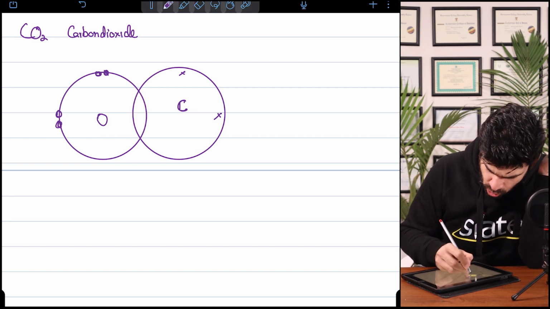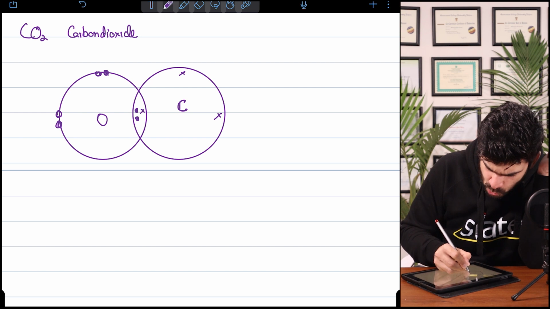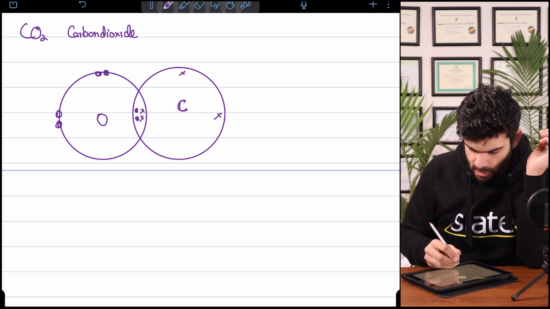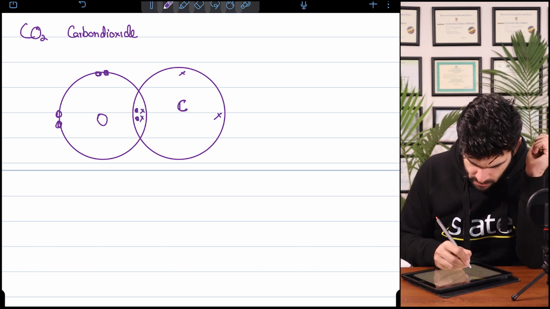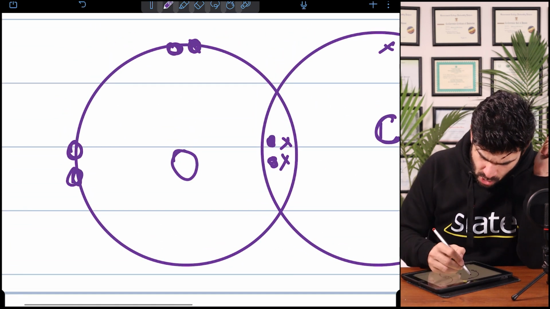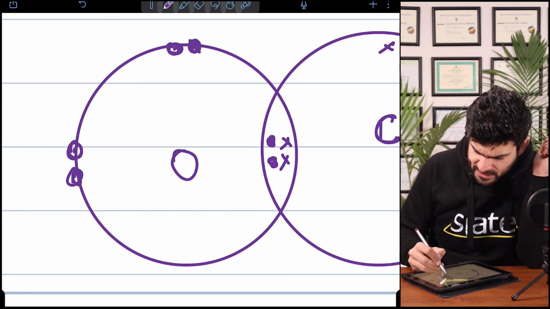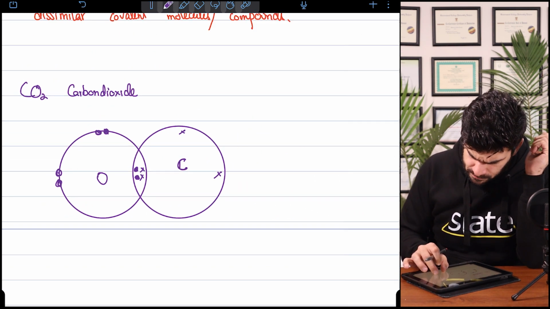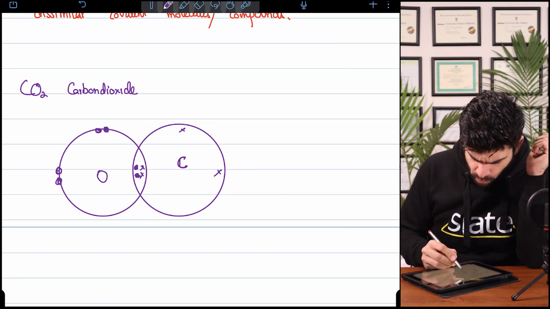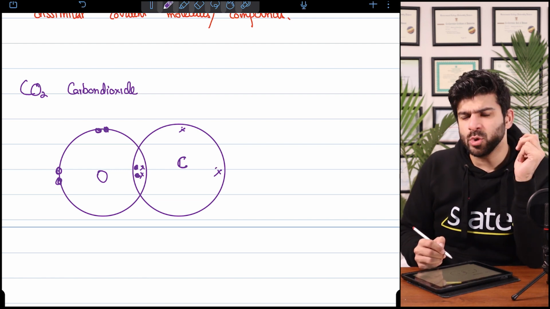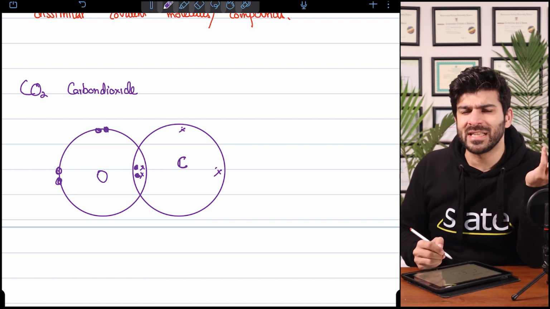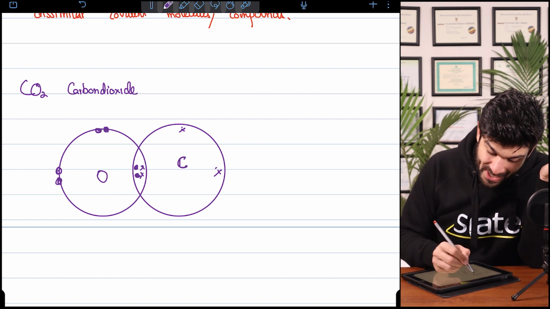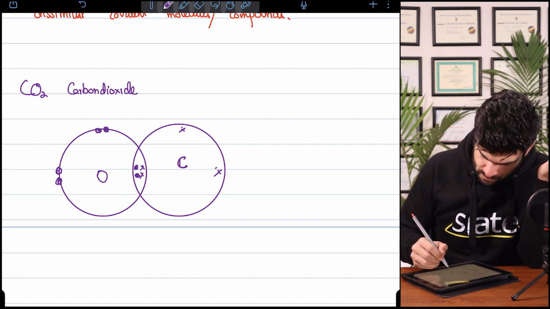Carbon will share its 2 electrons and oxygen will share its 2 electrons. So this is the carbon-oxygen double bond. So now oxygen has 8 electrons. 1, 2, 3, 4, 5, 6, 7, 8. Perfect. What about carbon? Are we done with carbon? 1, 2, 3, 4, 5, 6. So carbon needs 2 more electrons. From where will that come? From another oxygen molecule.